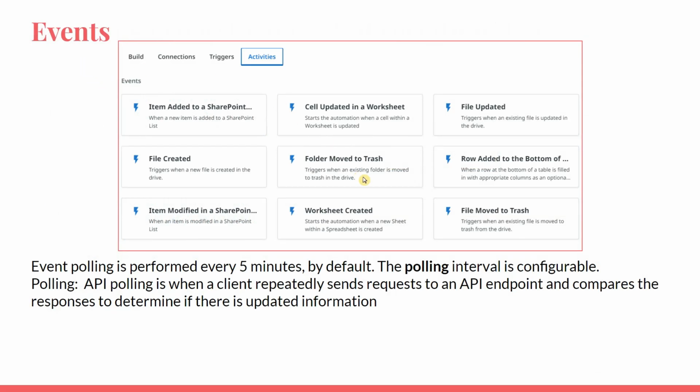Now look at a couple of events I was talking about. Event polling is performed every 5 minutes. The word polling. So what is the meaning of polling? The interval is configurable. So what is this polling?